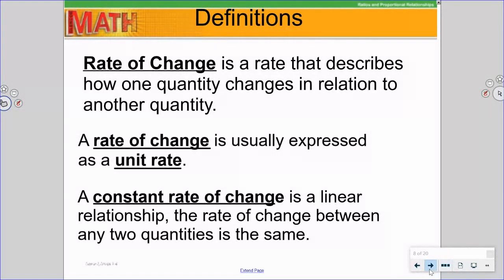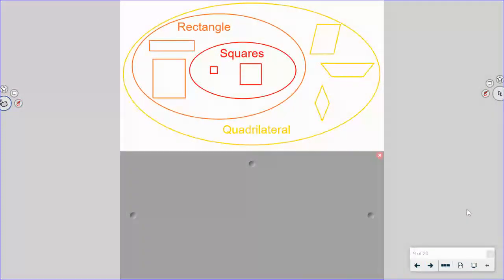I'm going to draw an analogy to squares, rectangles, and quadrilaterals. Consider this phrase: every square is a rectangle, but not every rectangle is a square. Every square is a rectangle. It's got 4 sides, 4 right angles. But not every rectangle is a square. So in other words, squares are special rectangles, right?